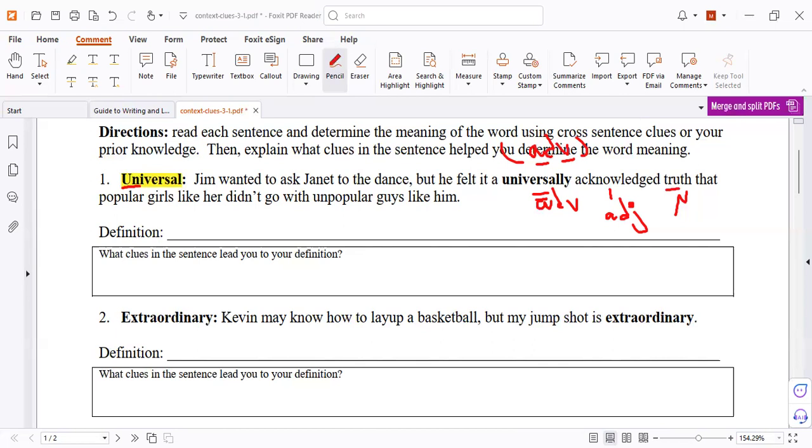So remember, we have technique of contrast. Jim wanted to ask Janet to the dance, but he felt it a truth acknowledged universally. So it's a common shared truth between people, something remain general fact that popular girls like her didn't go with unpopular guys like him. So this is a fact. So this fact is shared generally. It's fixed as fact, traditions, conventions, and so it means remains. So it means universal.